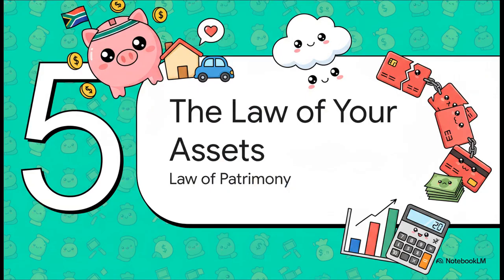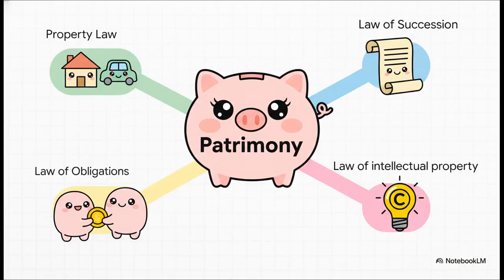So now we're going to zoom in even further. The law of patrimony is so massive and affects us so directly that it gets its own special section. Your patrimony is just a fancy legal word for your estate, the total sum of all your assets, like your house and your money, and all your liabilities, like your debts. This is the law of your financial life. So what do we find in this world? Well, first, there's property law, your rights over things. Then the law of succession, which is all about what happens to your stuff when you die. If you have a will, that's called testate succession. If you don't, it's intestate succession.